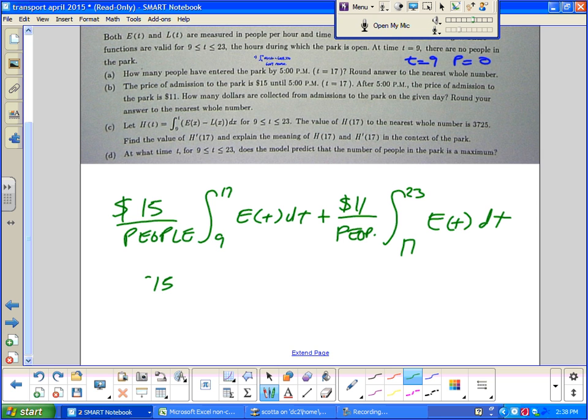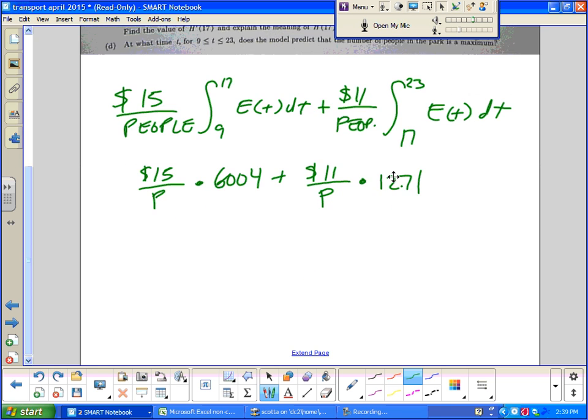I would do $15 per person times the 6,004, plus $11 per person times the integral, and when I do this integral and then calculate, it comes out 1271.3, so 1271. And if we do the math here, you get 104,041.